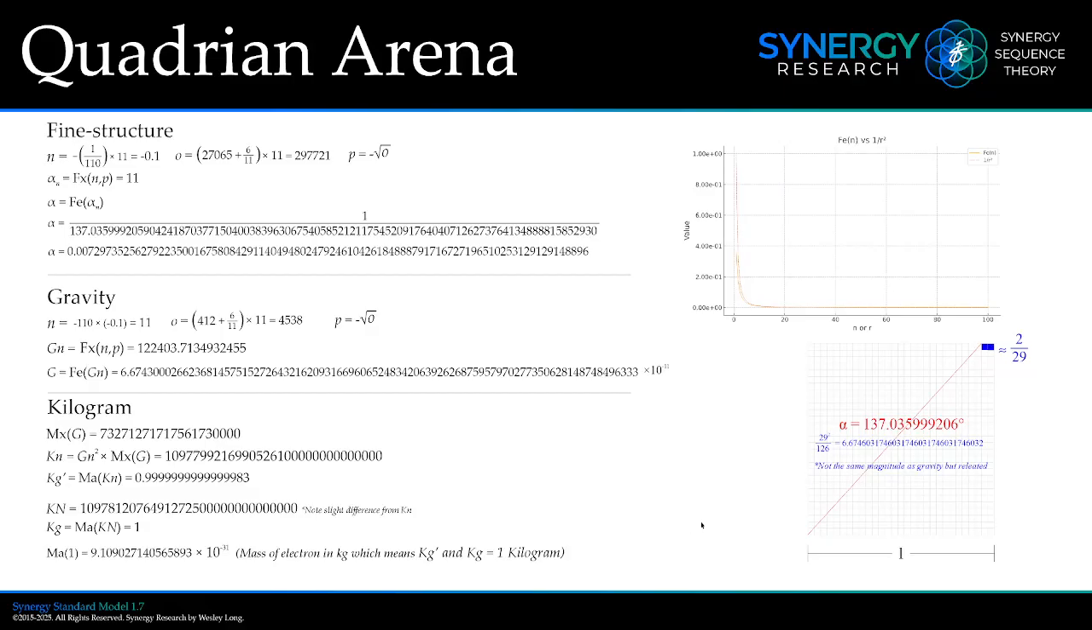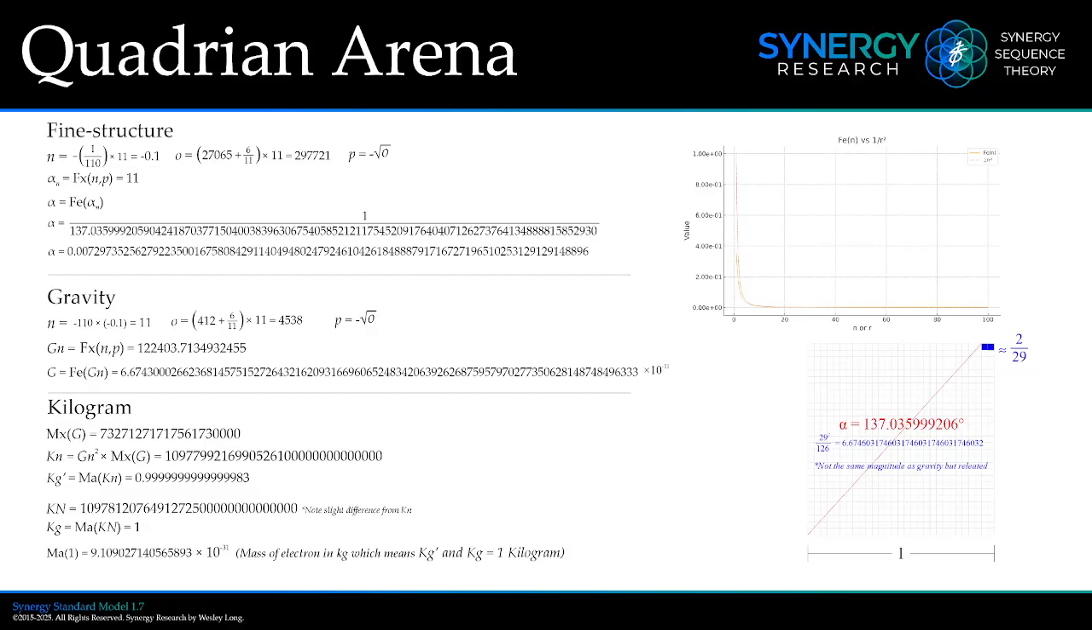Why does this matter? Because no model before this has derived alpha and G from the same symbolic formula, achieved unity with the kilogram, verified triangle paths, emission angles, and curvature, matched inverse square behavior from symbolic input. This is not curve fitting. This is convergence from structure.